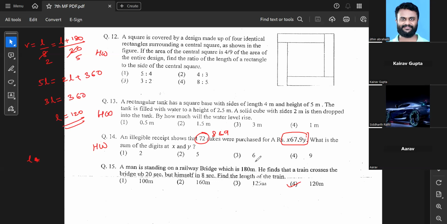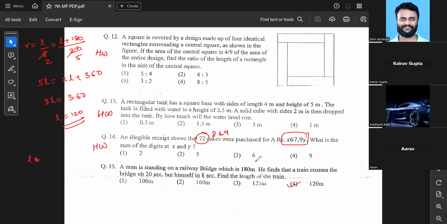You don't even need to find the speed. The train crosses 180 meters in 12 seconds, so you subtract the 8 seconds from 20 and it is 12 seconds for 180 meters. Divide it by 6: 2 seconds is 30 meters. So 8 seconds is 120 meters. Yes, that is also a workable method.